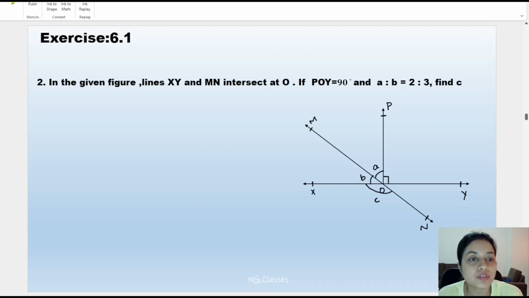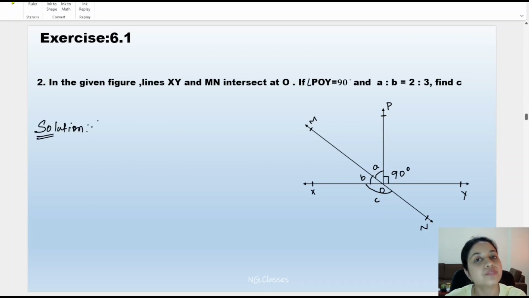So here our first question says, in the given figure, lines XY and MN intersect at O. As we can see in the figure, if angle POY is equal to 90 degrees and A is to B, the ratio between the angles A and B, is 2:3, then we have to find angle C. Alright, so here this angle is given as 90 degrees.